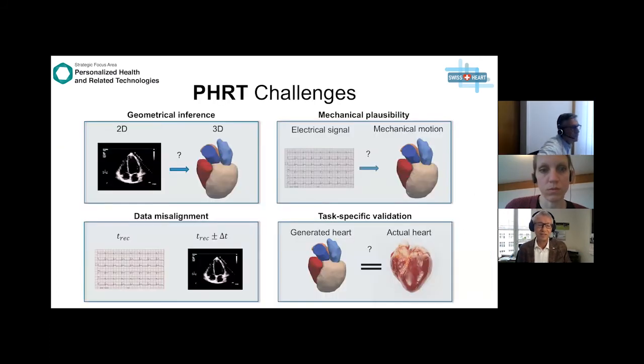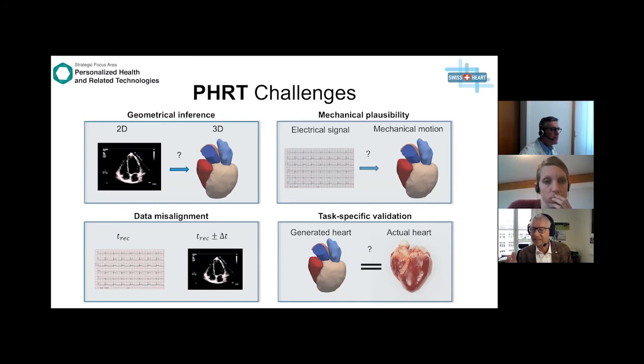So what are the challenges? Essentially, we identified 4 different challenges in this initial phase. You want to do geometric inference, otherwise you will not get geometric features for the diagnosis. These features have to be mechanically plausible, so they should be consistent from the electrical side and from the mechanical motion side. There is data misalignment, which you have to treat. So the ECGs and the echoes are not taken at the same time, so this has to be taken into account. And in particular, the question is, what does it mean that you validate in the end your results?